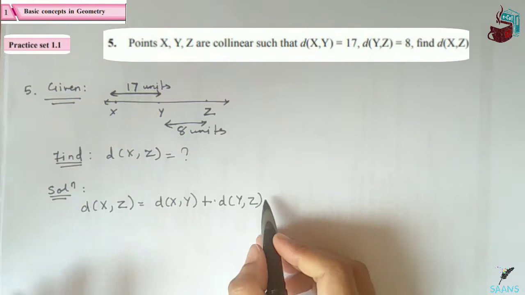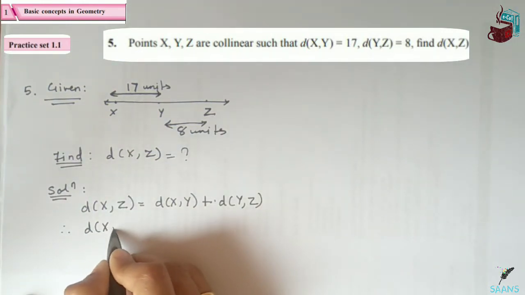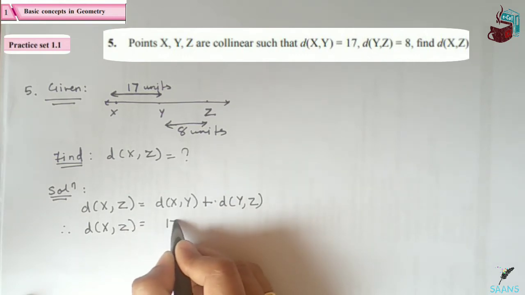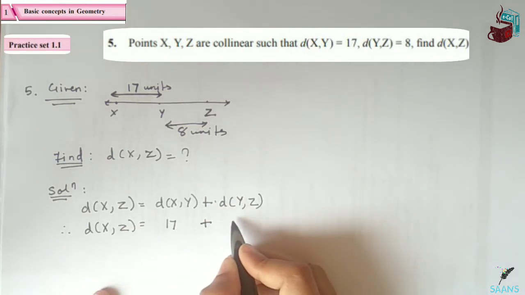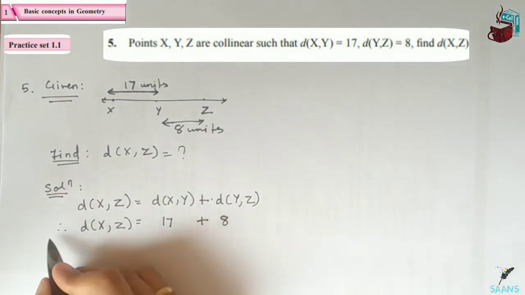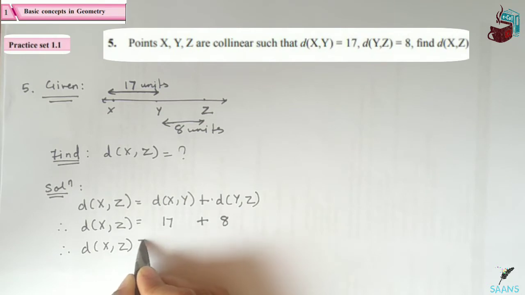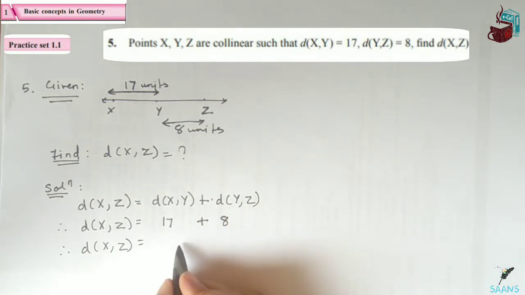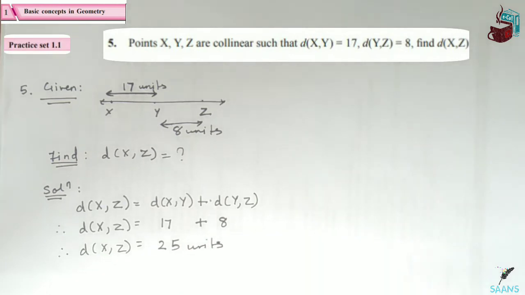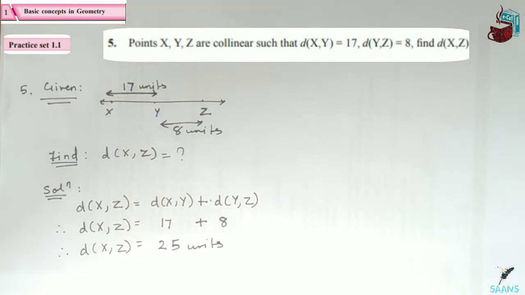Y comma z. I hope you can see it. Therefore, we don't know distance xz, so we'll find distance xz is equal to xy is given as 17 units plus this is 8. Okay. So we'll add. Therefore, distance x comma z is equal to, you add this, that is 25 units. Okay. So this is your sum that is done. This is your question 5. It is as simple as this.